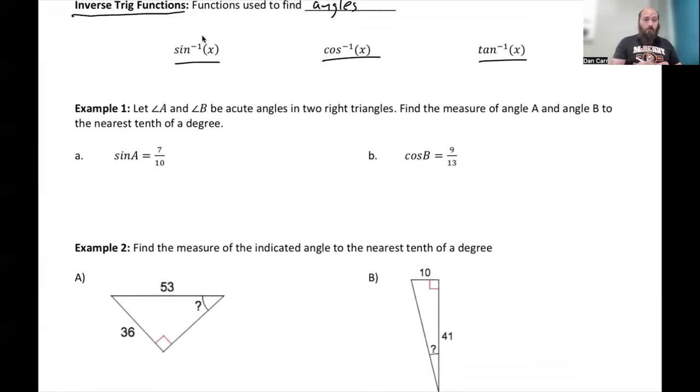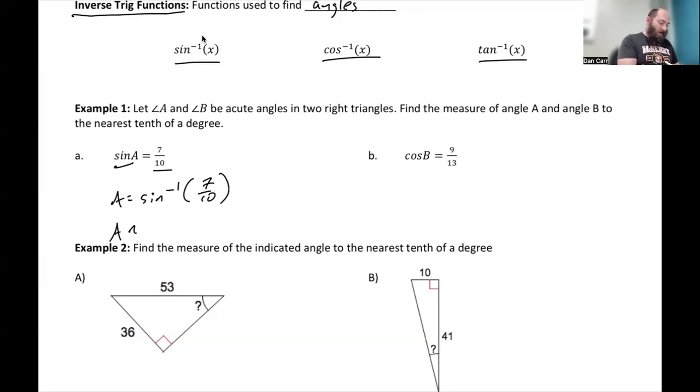So for example, one, A and B are acute angles in two right triangles. Find the measure of angle A and angle B to the nearest tenth of a degree. In these cases, everything's set up. If you get the sine of A is equal to 7 over 10, you just have to do the calculator at this point, because A will equal the inverse sine of 7 over 10. That's it. You automatically take this and turn it into this. If you have the sine of an angle equals a fraction, then you just turn it into the inverse sine.